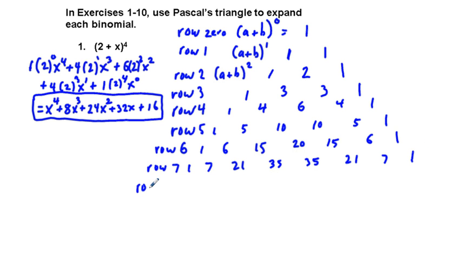And row 8, I think this is the last one we're going to do here. The edge is 1. Then 1 plus 7 is 8. 7 plus 21 is 28. And then 21 plus 35, I believe that's 56. And 35 plus 35 is 70. 35 plus 21 is 56. And then 21 plus 7 is 28. 7 plus 1 is 8. And 1. So we're going to come back and use this triangle for the subsequent problems here.